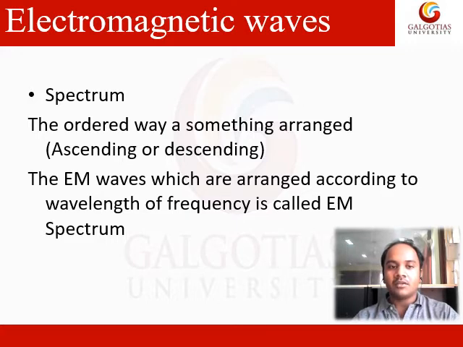So when we trace an electromagnetic spectrum, in this spectrum also we have some arrangement. The electromagnetic waves are arranged in some manner, by using wavelength and frequency. So electromagnetic waves which are arranged according to wavelength and frequency is called the electromagnetic spectrum. Here the light is arranged in terms of wavelength and frequency under an electromagnetic spectrum. That's why it is called the electromagnetic spectrum.